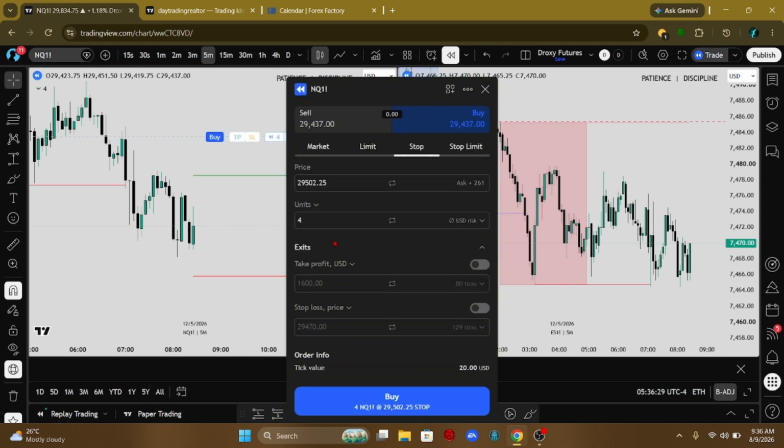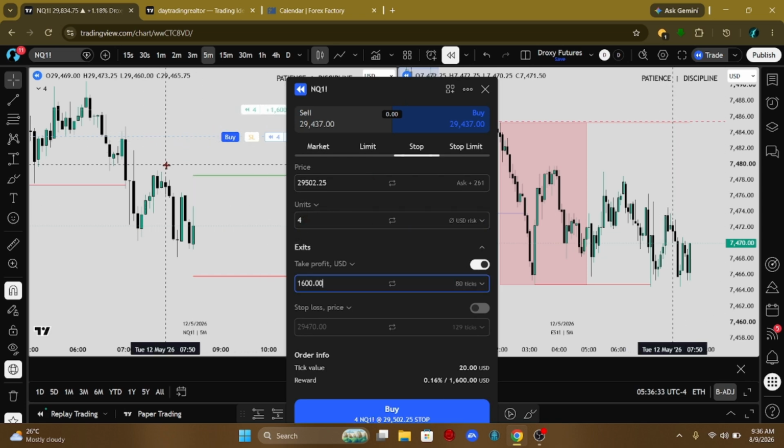So you go here, you create a stop order. This is NQ, which is the minis. I go in with 4 minis. So let's say if you grab a 25k Apex account, the maximum minis you can use is 4 minis, which is 40 micros. And with 4 minis, you're actually risking the full account.